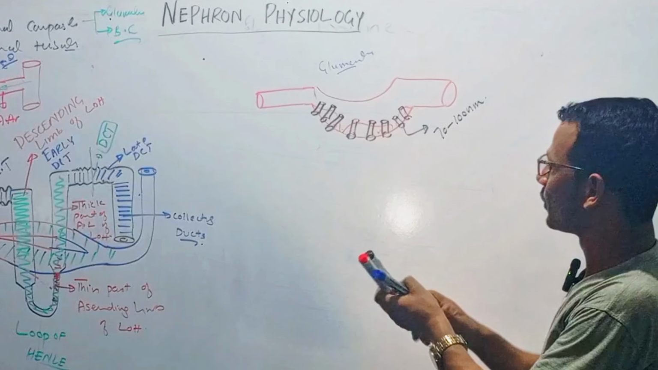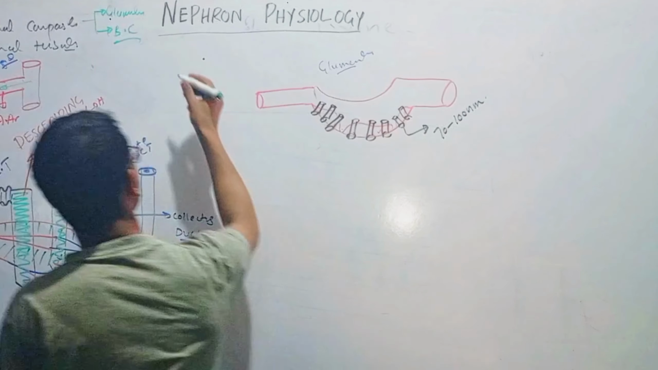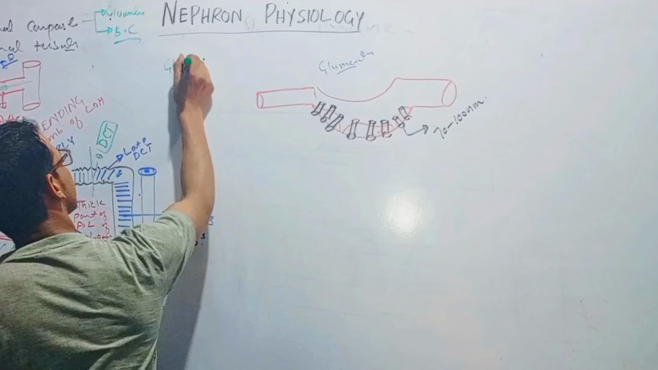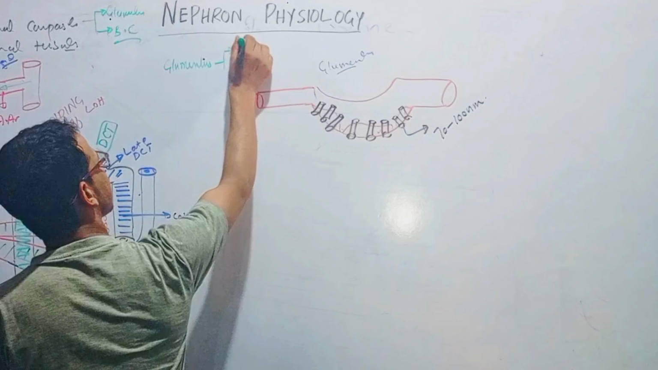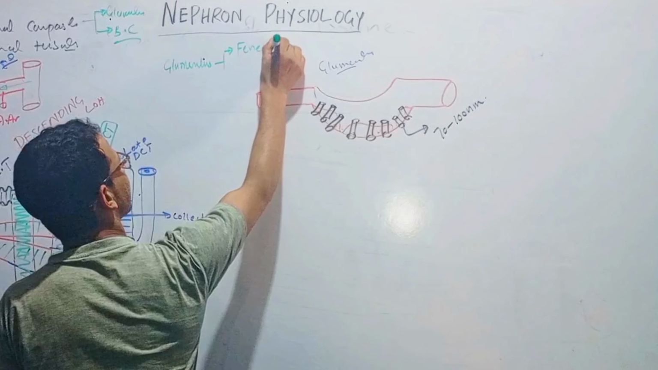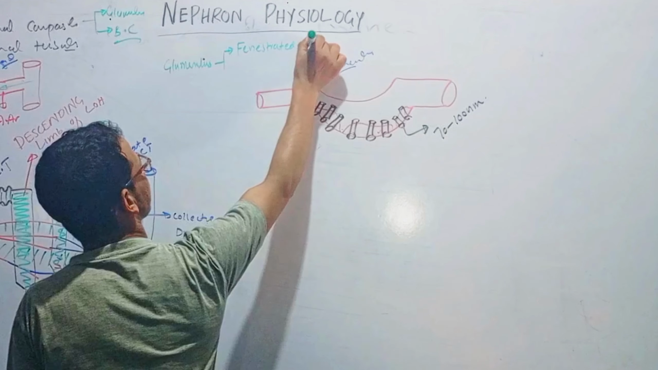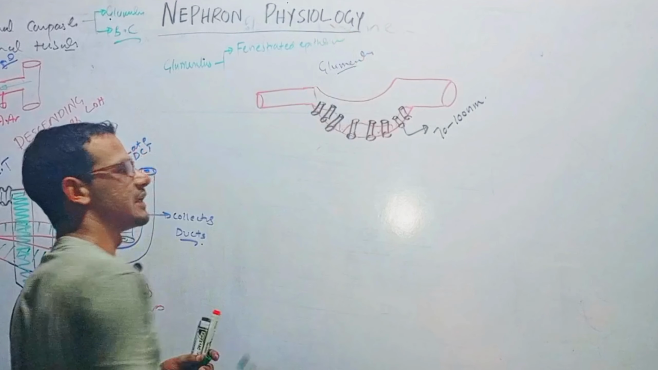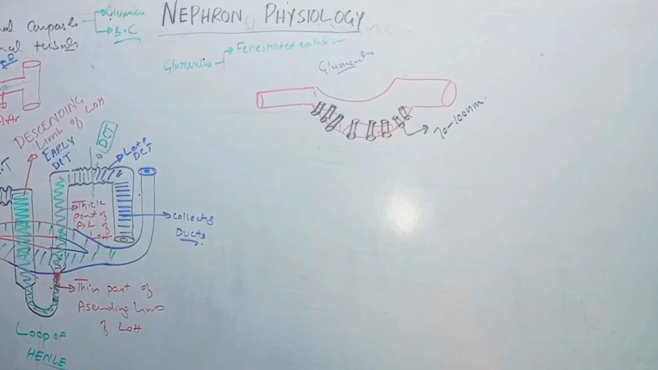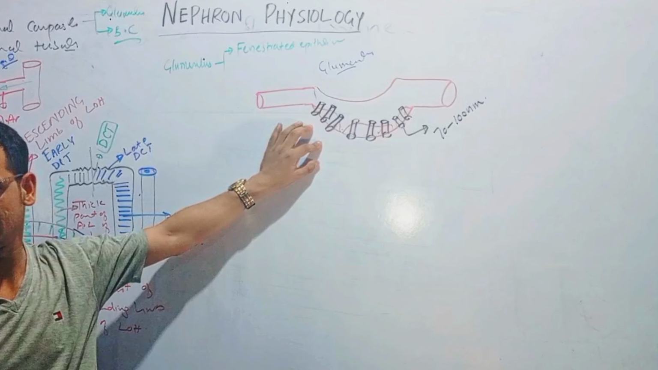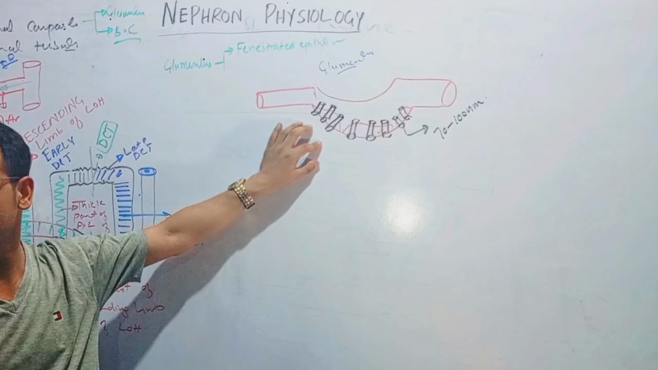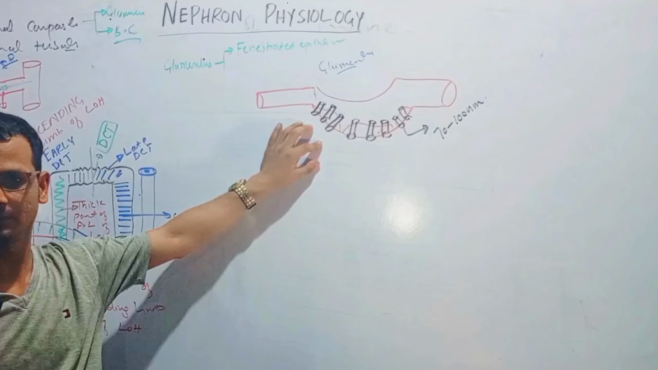So first of all, the glomerulus has penetrated epithelium. What is penetrated epithelium? The epithelium having thousands and hundreds of pores, right, for filtration. This is called penetrated epithelium, right?